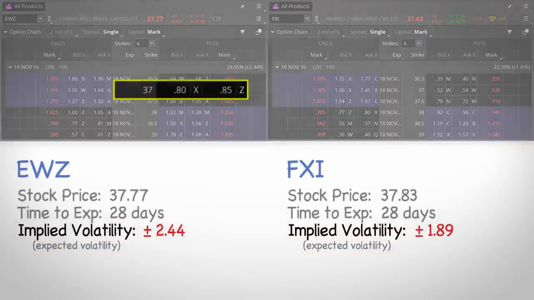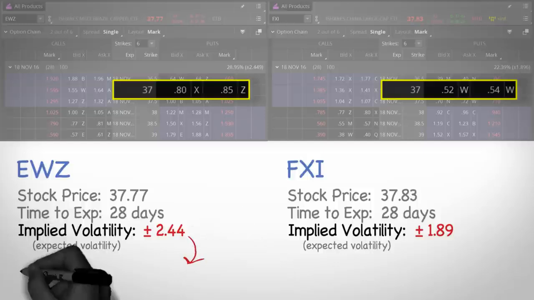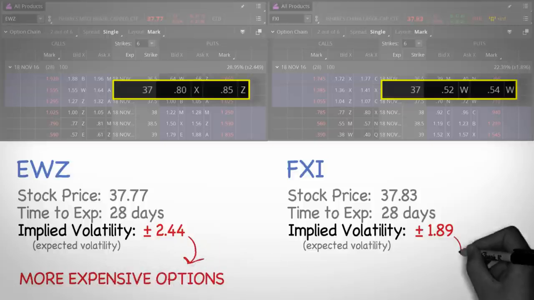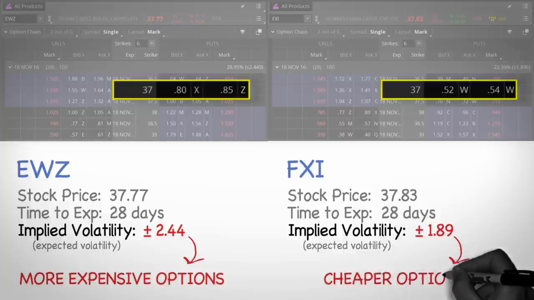Check out the 37 strike put option on EWZ. The price of this put option is around 85 cents. But if you look at the 37 strike put option on FXI, you can see that its price is only 54 cents. This is a demonstration of how a stock that is expected to have high volatility is going to have expensive options, and a stock that is expected to have low volatility will have cheap options.